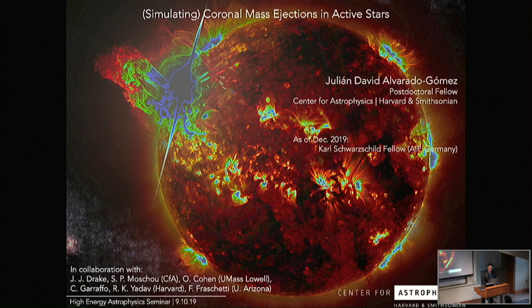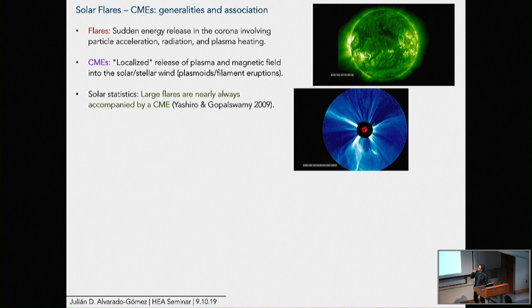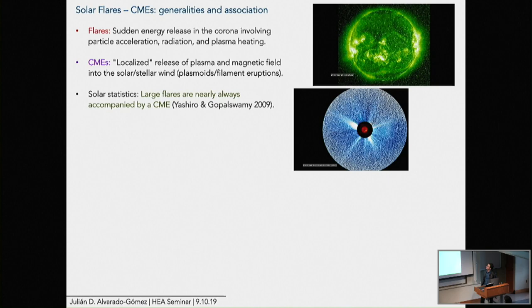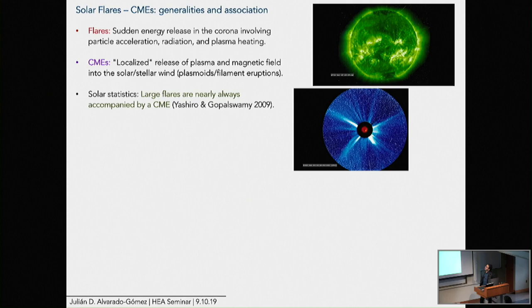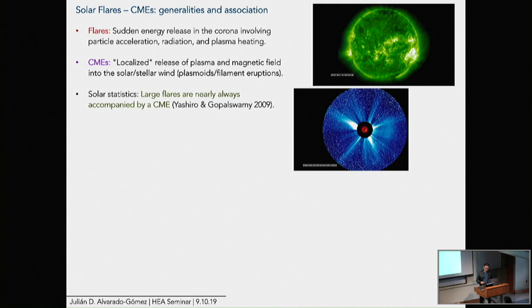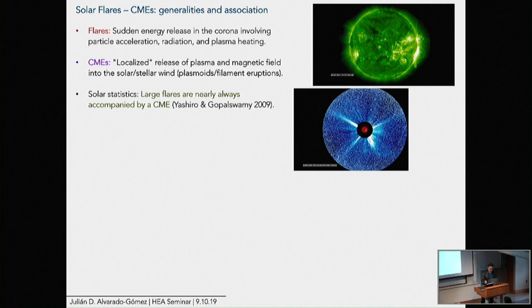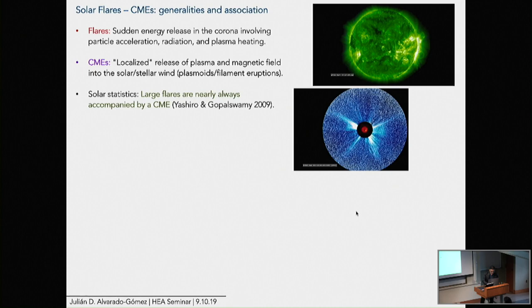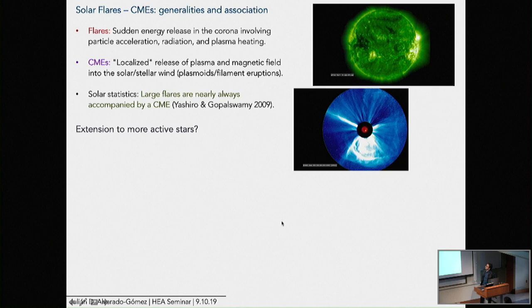So first, just to make sure everyone is on the same page, I want to make sure that we get the distinction between flares and coronal mass ejections. When I say a flare in a star, I'm referring to the energy release that is typically associated with reconnection. So I'm talking about light emitted across the electromagnetic spectrum. When I'm talking about coronal mass ejections, I'm talking about the magnetized plasma that is released into the solar wind or the stellar wind. So I'm showing you two examples here, in the sun, a flare in the top panel and a CME in the lower panel.